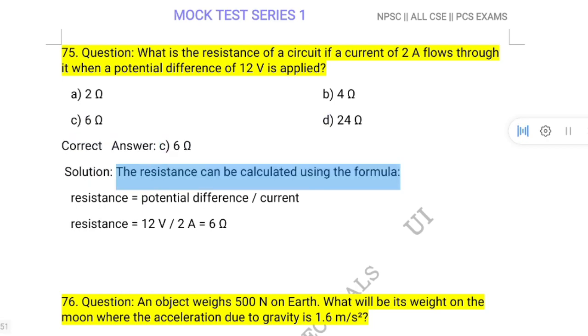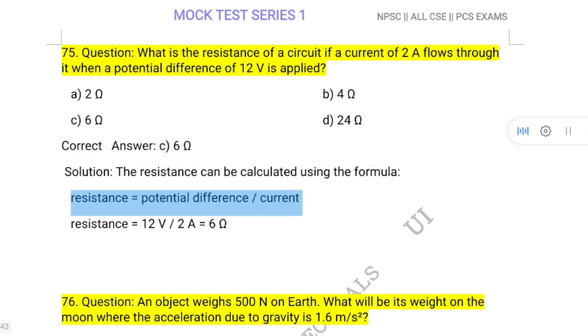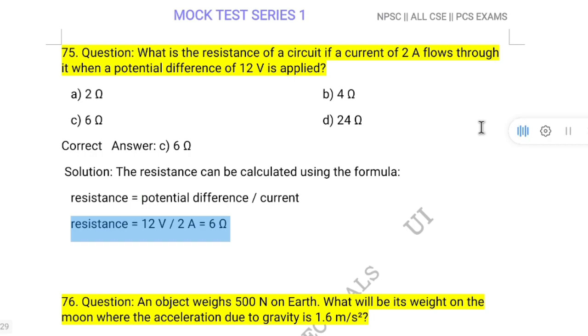Solution. The resistance can be calculated using the formula: resistance equals potential difference divided by current. Resistance equals 12 volts divided by 2 A equals 6 ohms.